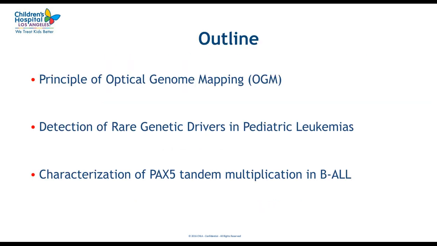This is the outline for today's talk. I will start by briefly describing the principle of optical genome mapping, and then I will discuss two studies. One was focusing on detection of rare genetic drivers in pediatric leukemias, and in the other study, we used advantages of optical genome mapping for characterization of one unusual structural abnormality in B lymphoblastic leukemia, known as PAX5 intergenic tandem amplification or tandem multiplication.